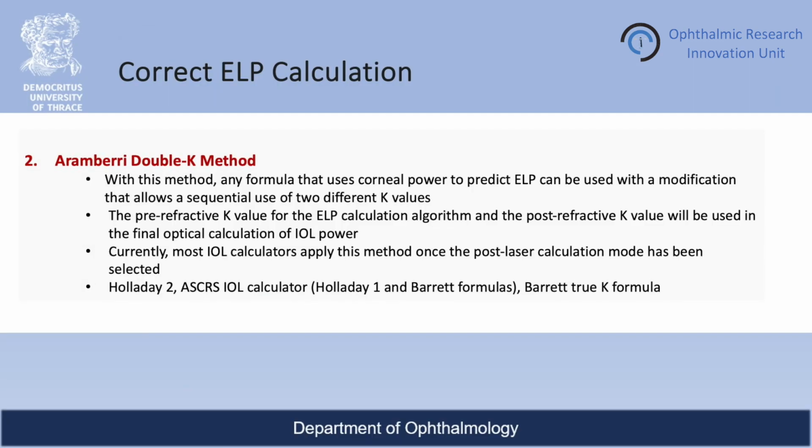Another solution is to use the Aramberri double K method. With this method, any formula that uses corneal power to predict ELP can be used with a modification that allows a sequential use of 2 different K values. The pre-laser keratometric value will be used in the lens position calculation algorithm, and the post-laser keratometric value will be used in the final optical calculation of IOL power. Currently, most IOL calculators apply this method once the post-laser calculation mode has been selected.